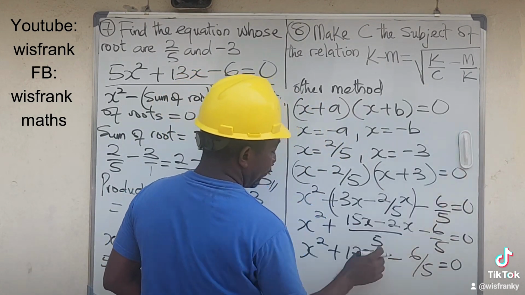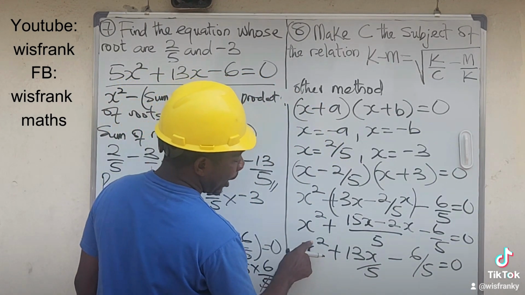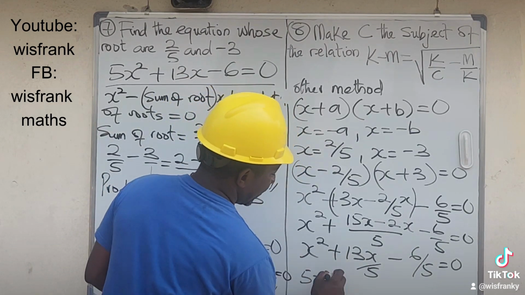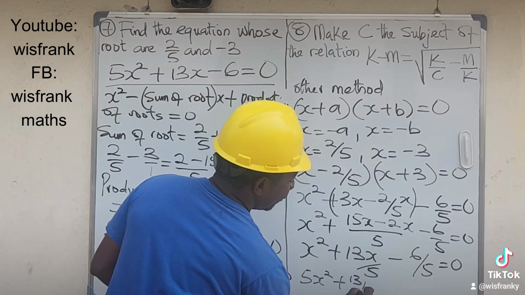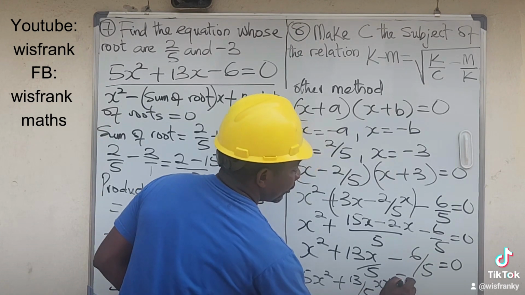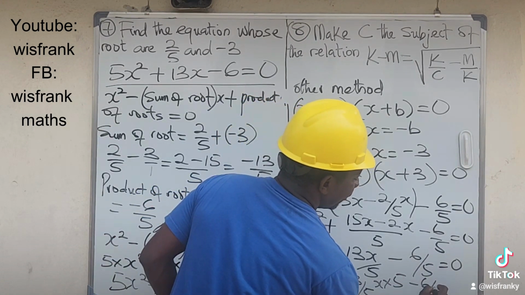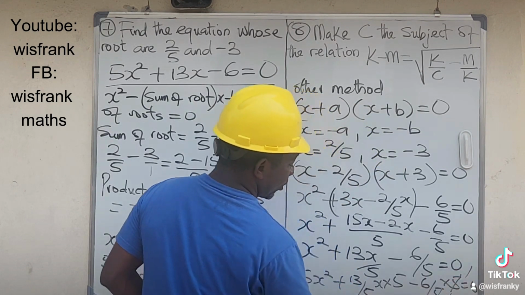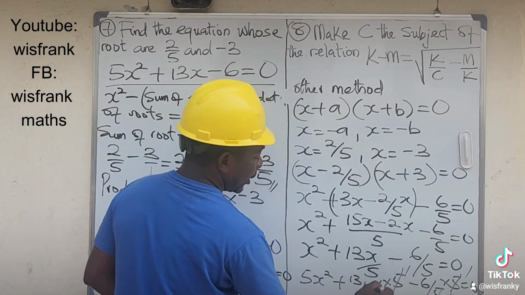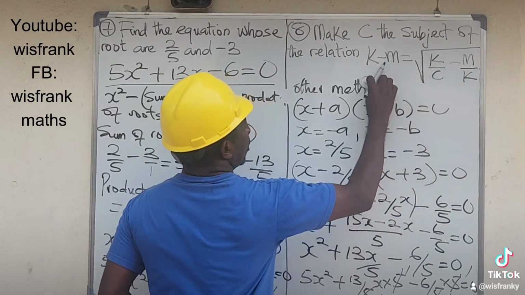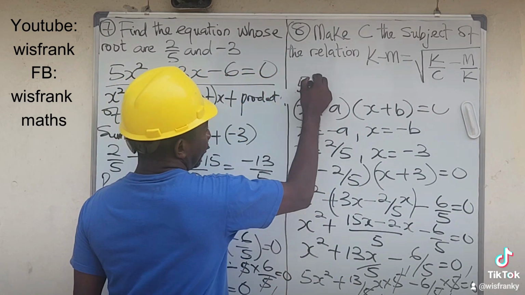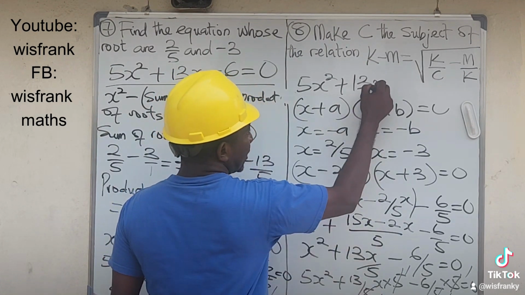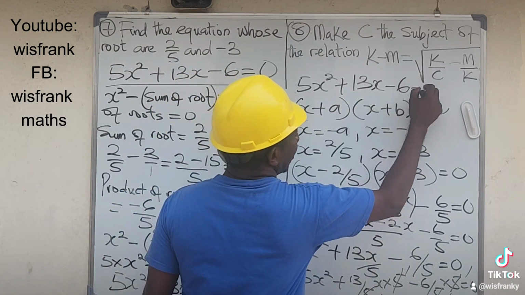So we have a fraction here. We can multiply all through by 5. So we have 5x squared plus 13x all over 5 times 5, minus 6 all over 5 times 5, equals 0. Here the 5 will cancel, and the 5 will cancel here. So this is what we are now left with: 5x squared plus 13x minus 6 equals 0.